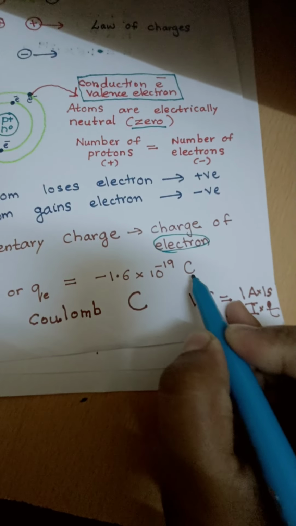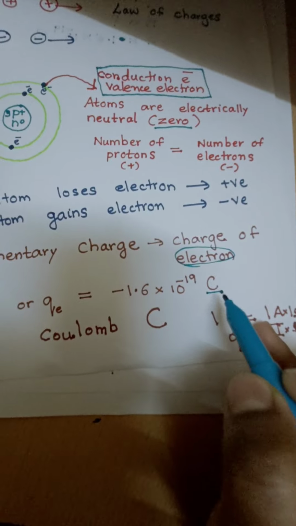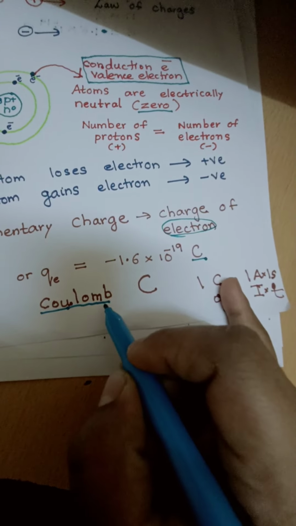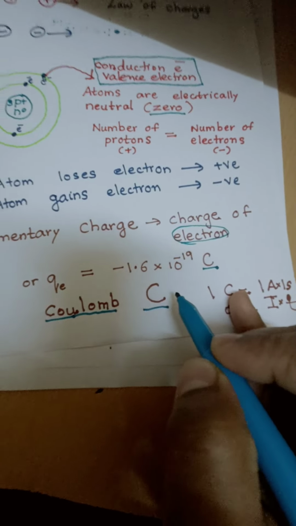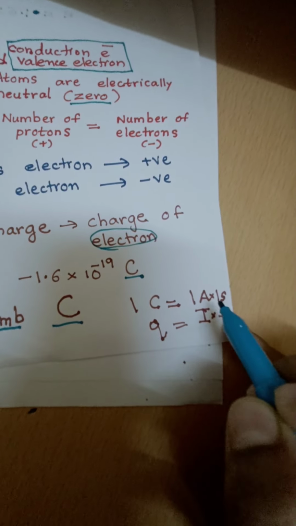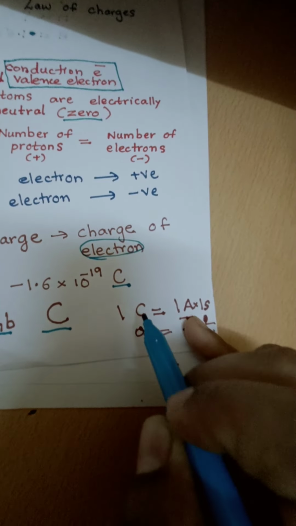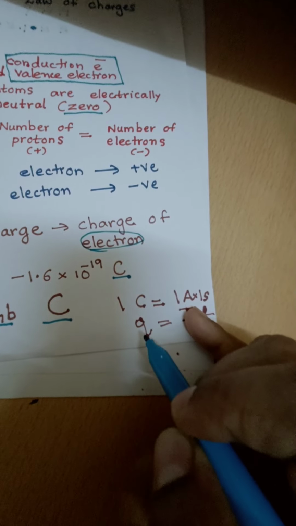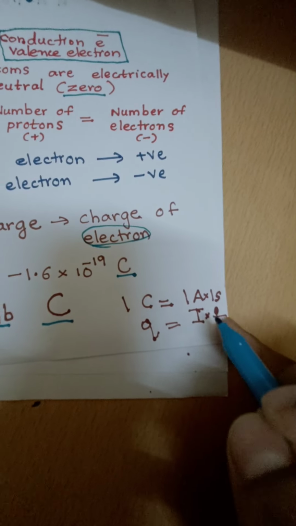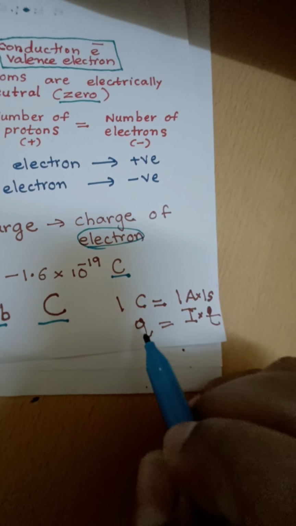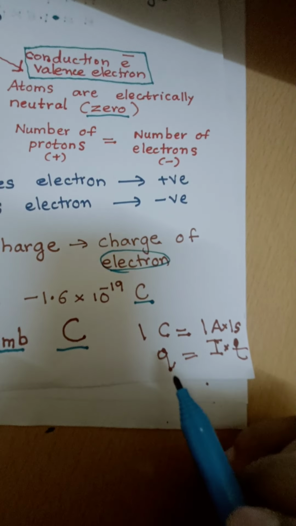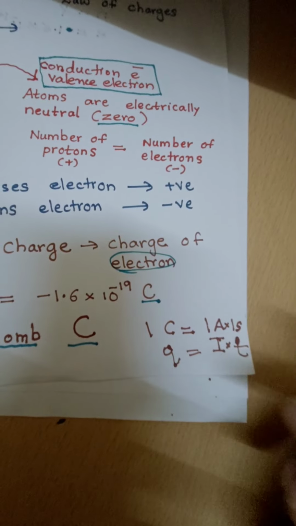Coulomb, you can see a unit here, coulomb. This is the unit of charge. It's the name of a scientist. You can write it like this or just write a big C. 1 coulomb is equal to 1 ampere times 1 second. So 1 coulomb is the charge, ampere is the unit of current, and second is the unit of time. So we can write an equation for charge here. Q will be equal to I times T. Charge is equal to current times time.